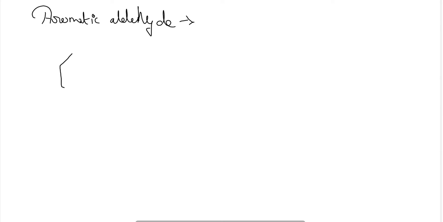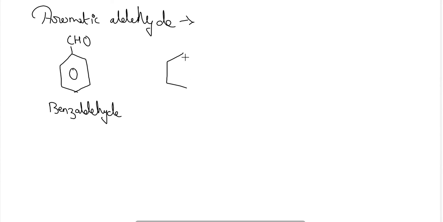Okay, this is how we use the IUPAC naming system for the aldehydes which were aliphatic. Now for the aromatic aldehydes, how are we going to do the naming? So the aromatic aldehyde will be benzaldehyde. Benzaldehyde. Okay, next.